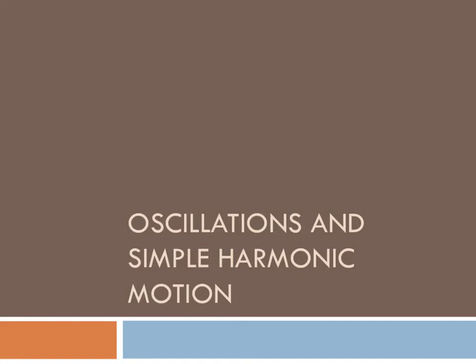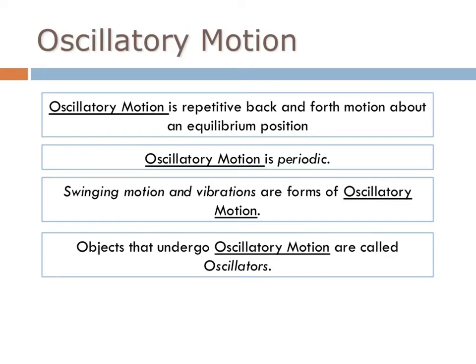This video covers simple harmonic motion part 1. Now you don't need to write all of this down, but we do need to talk about what oscillatory motion is. So oscillatory motion is repetitive back and forth motion about an equilibrium position. It is periodic. Swinging motion and vibrations are forms of oscillatory motion.